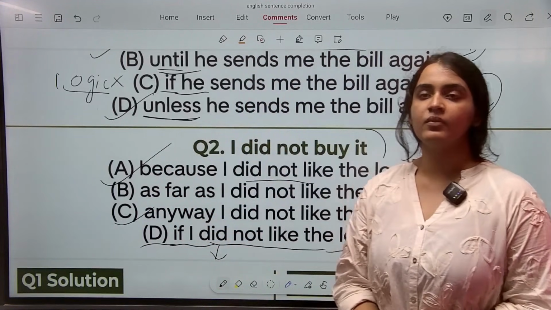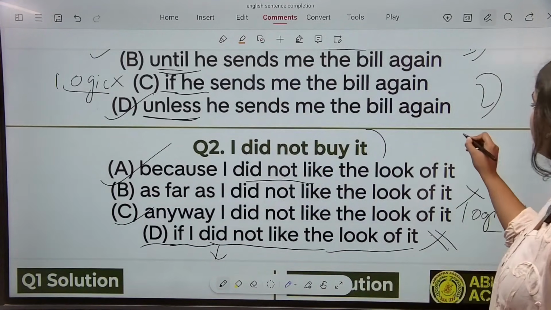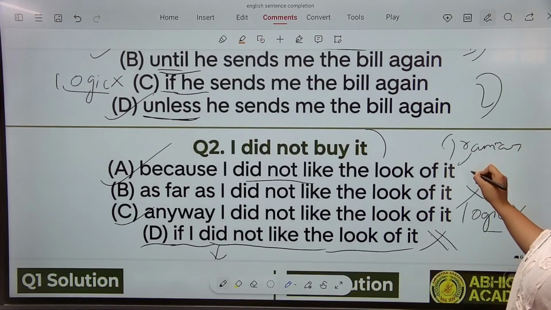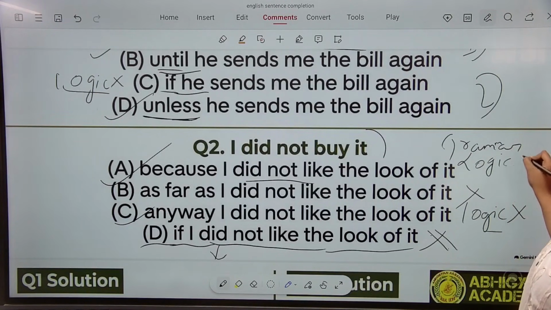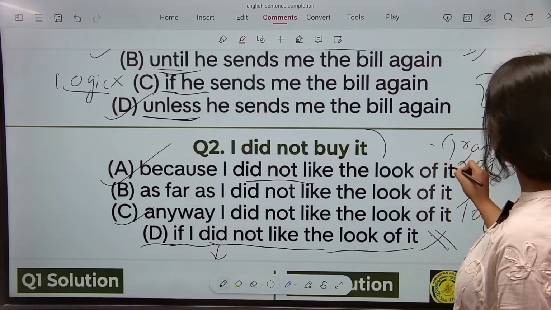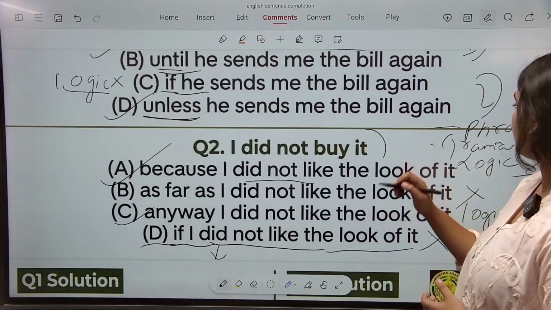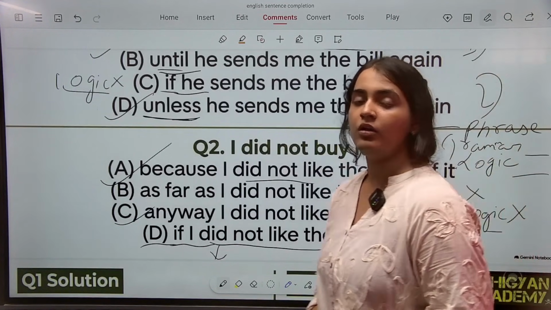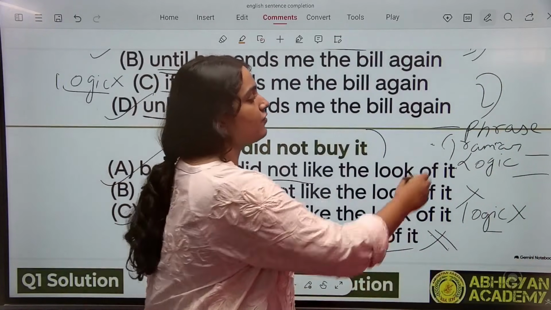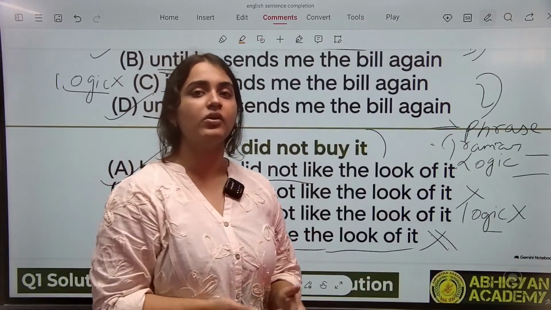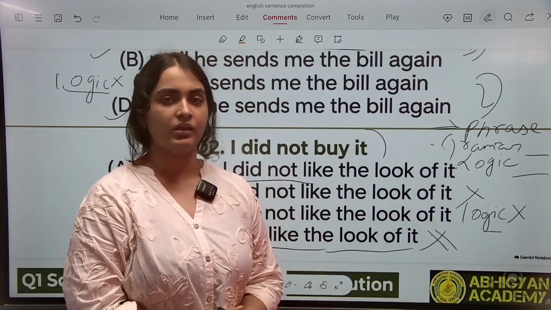That's it for today. Most of it, you have to remember three things: grammar, logic, and the last one is phrase. Grammar, logic or phrase. If the grammar is wrong, then you have to consider whether it's a phrase or not. If it is not a phrase and the grammar is wrong, then the option is incorrect.